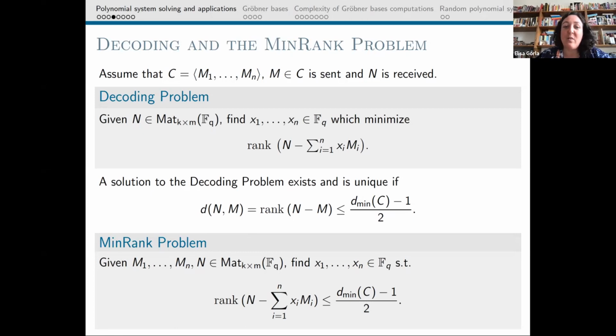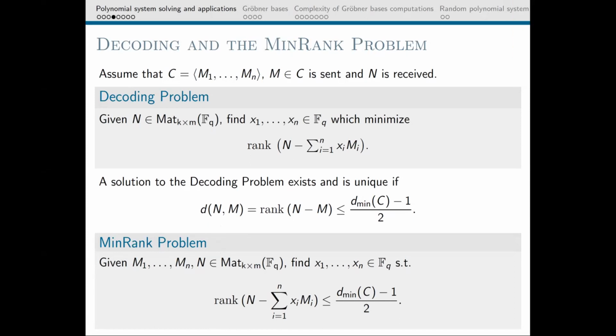Okay, so that's one example of how we want to solve a practical problem in error correction, and this leads us to the solution of a system of polynomial equations. And this problem I call the min-rank problem. And I call it like this because this is a problem which exists independently of coding theory, and it also comes up in cryptography, and I will come back to this problem later in the talk.